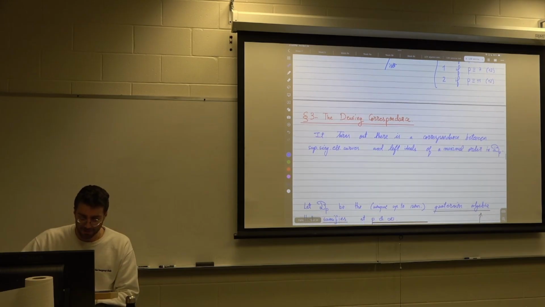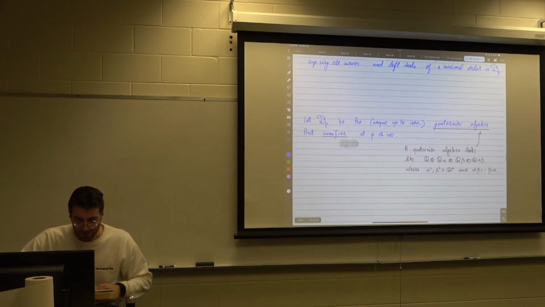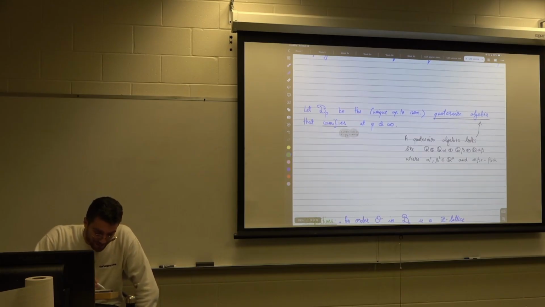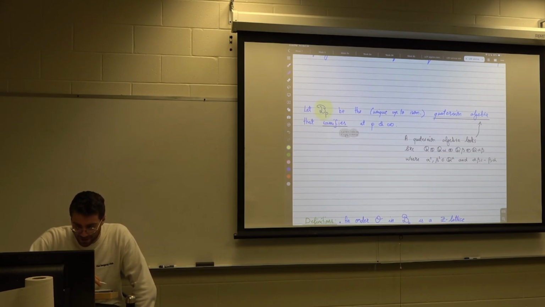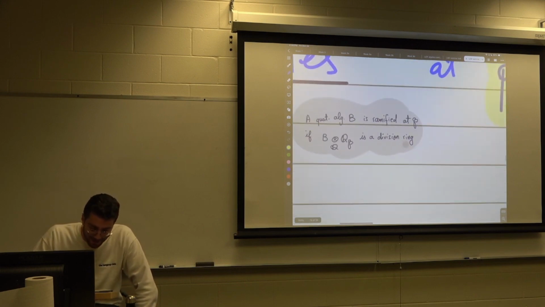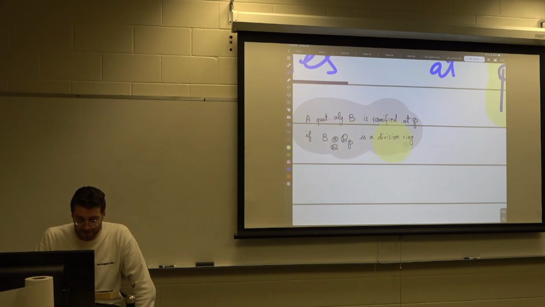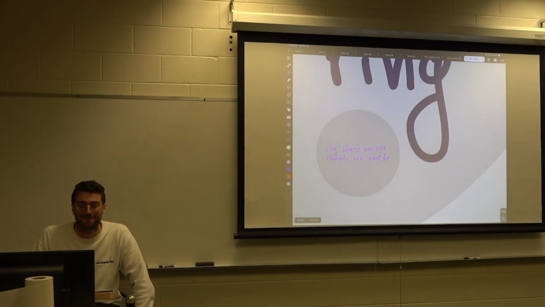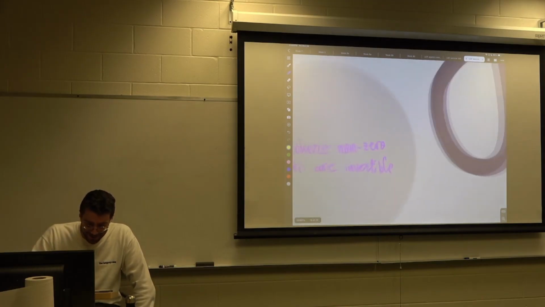Okay, so the Deuring correspondence. Let me do the following thought experiment. We have this thing, B_p. B_p is basically a quaternion algebra. It's the only quaternion algebra that ramifies at p and infinity. What does it mean to ramify at p and infinity? It means that if you take B and tensor it from Q to Q_p, the p-adic numbers, then this is a division ring. What's a division ring? It's a ring where non-zero elements are invertible.